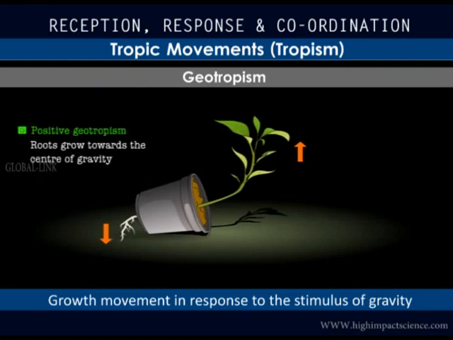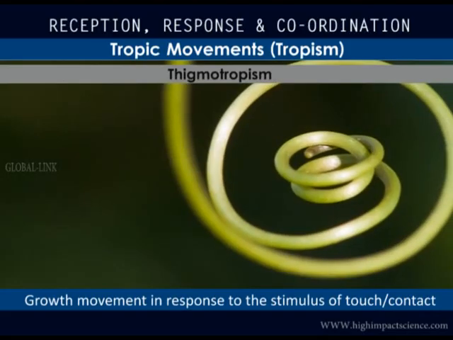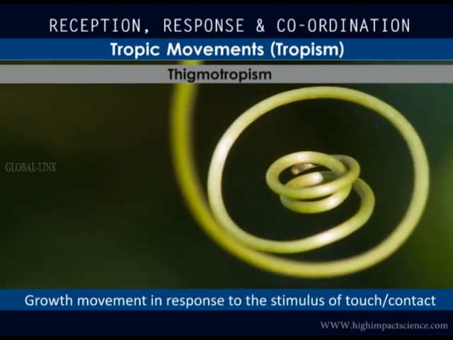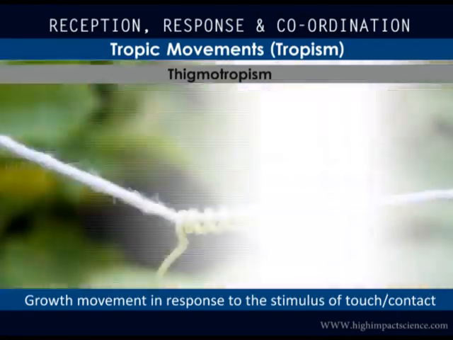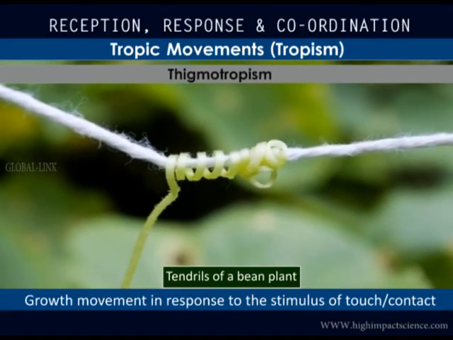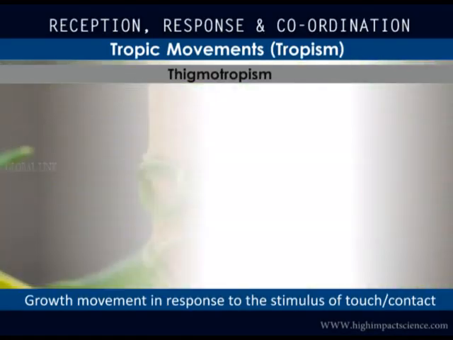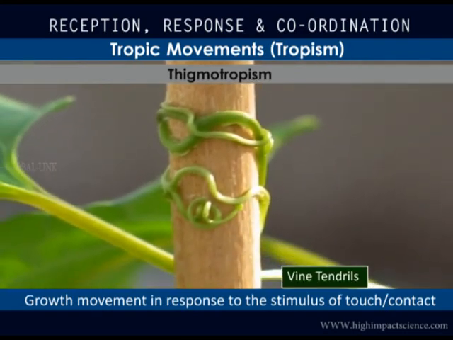The roots exhibit positive geotropism, which allows them to obtain water and nutrients from the soil, while the shoots exhibit negative geotropism. This succulent stem is called a tendril. Tendrils grow in the direction of a solid object that they come in contact with. Plants' growth movement in the direction of a solid object that touches it is called thigmotropism.